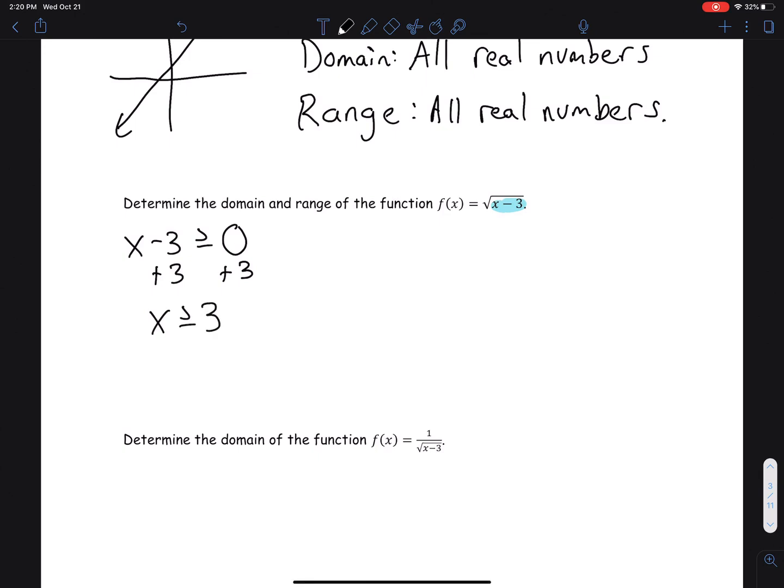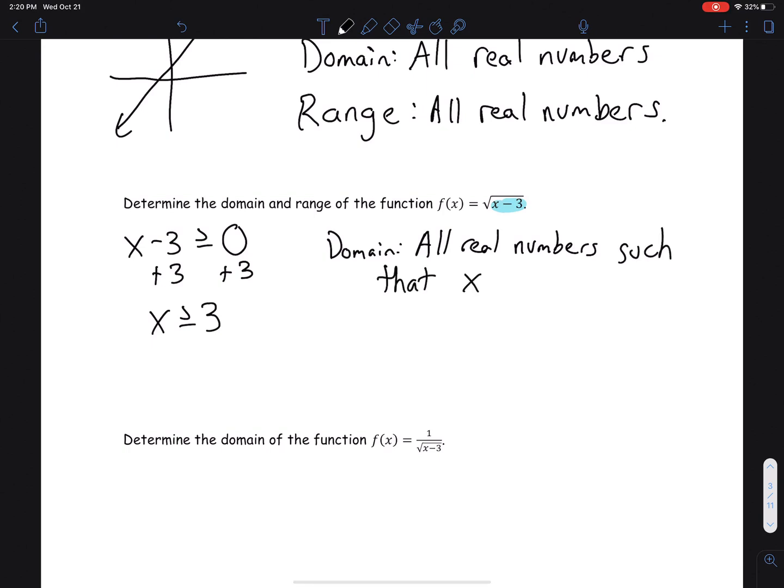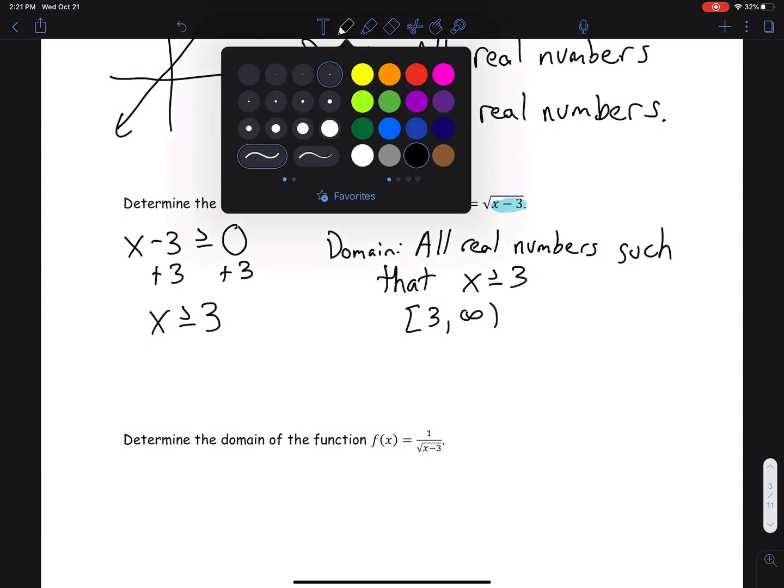And that's our domain. So the domain is all real numbers such that x is greater than or equal to 3. There's a couple ways you can write this. You could also say bracket 3 to infinity. That's fine too. There's a couple other ways you can write this.